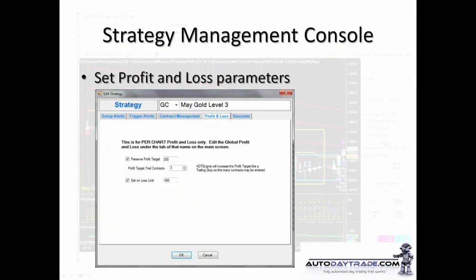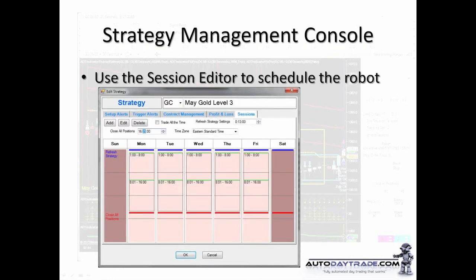Here's where you set up the chart profit target and loss limit parameters, as we discussed earlier. Note the profit target trail contracts entry. That's what we talked about in the P&L section, where the preserved profit target will trail up behind the actual profit, in the case of what's pictured here, by 3 contracts.